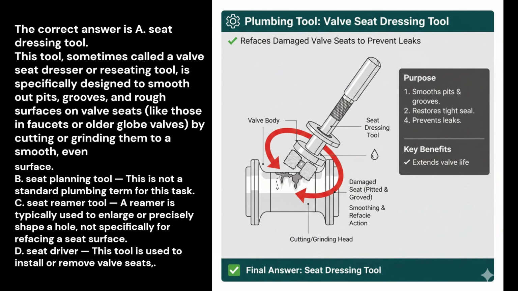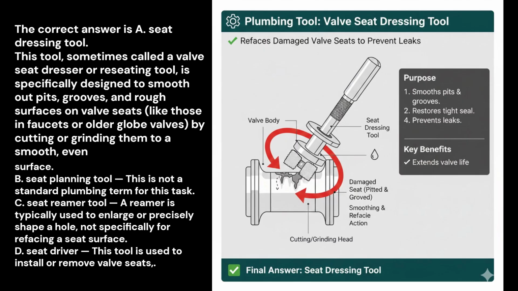The correct answer is A. Seat dressing tool. This tool, sometimes called a valve seat dresser or reseating tool, is specifically designed to smooth out pits, grooves, and rough surfaces on valve seats, like those in faucets or older globe valves, by cutting or grinding them to a smooth, even surface.